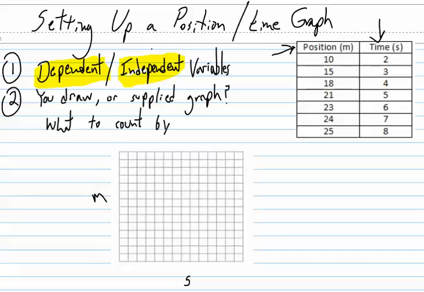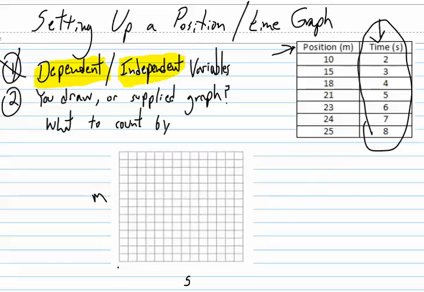So let's see here. What do I want to do next? I figured out what's going to go where, so I'm good there. And now, let's say the teacher's given you this graph and expects you to use it right here. You're going to use this graph right here. So, what am I going to count by? Well, let's do time first. These numbers look pretty small and pretty easy, so let's put our time on the bottom.